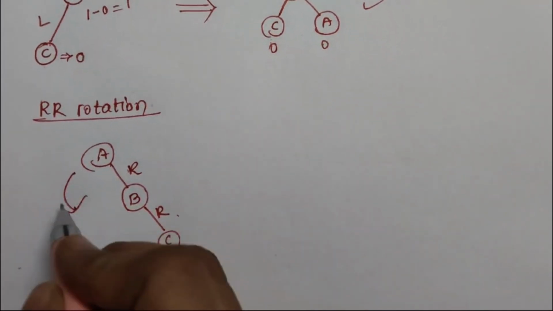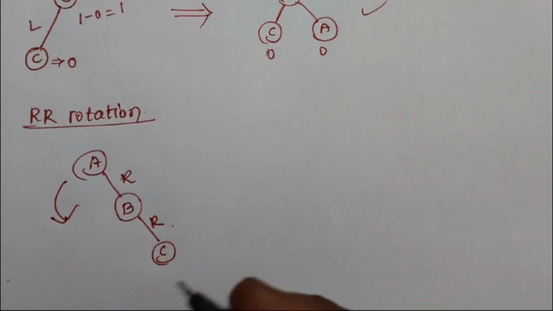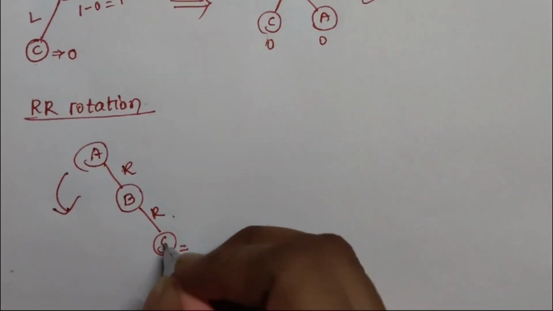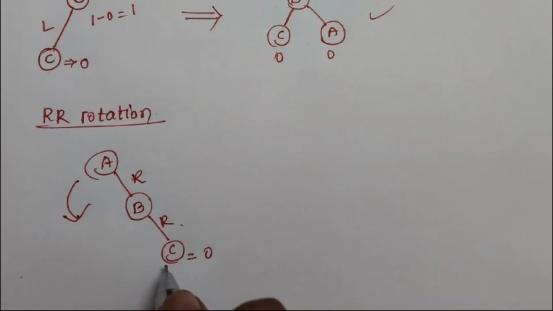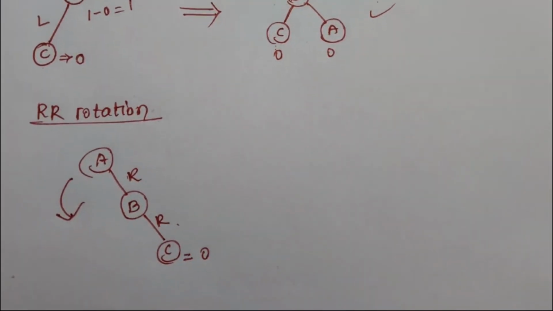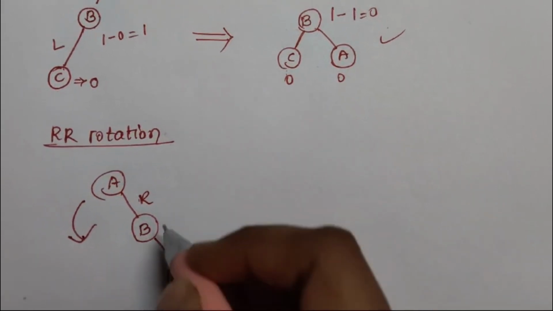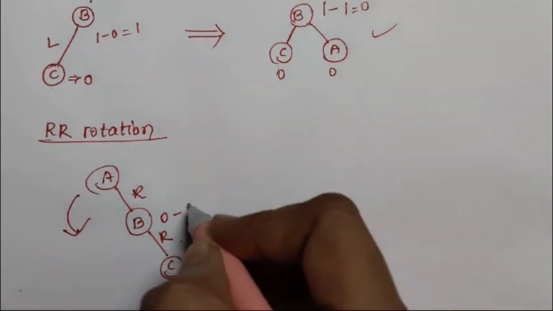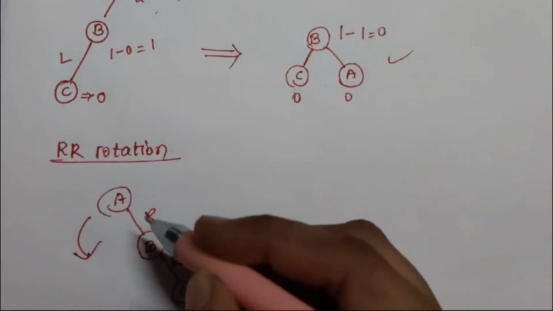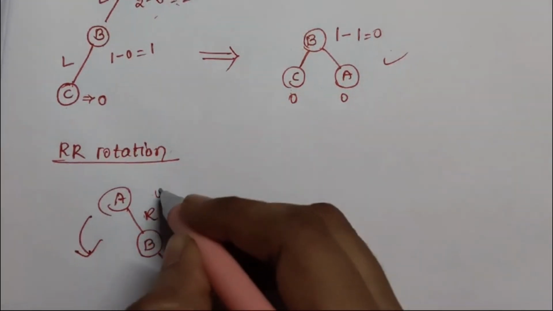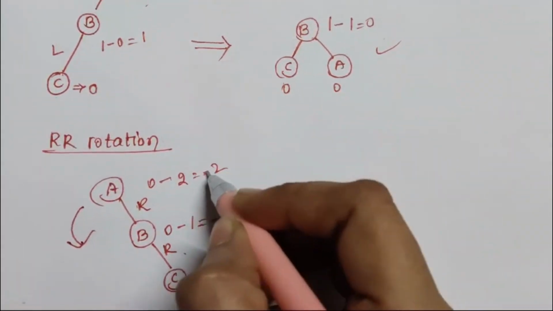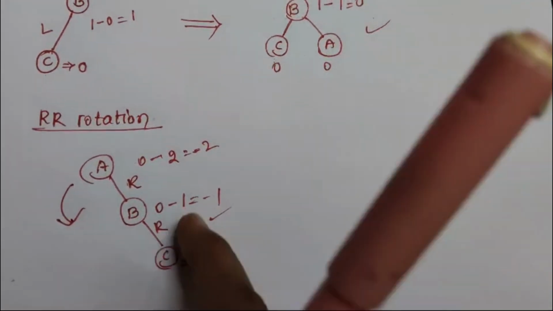Why are we rotating this? Let's check the balance factors first. The balancing factor for C is 0 because there are no subnodes. For B, on the left node do we have anything? No, so 0. On the right side we have 1. So -1. Balanced. For this, on the left side we don't have any nodes, so 0. On the right side we have 2 nodes, so -2. We don't have -2 in our list, so it is not balanced.